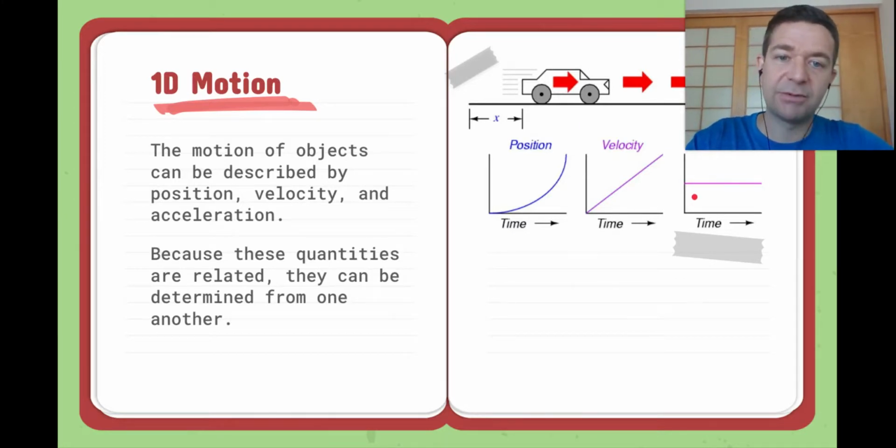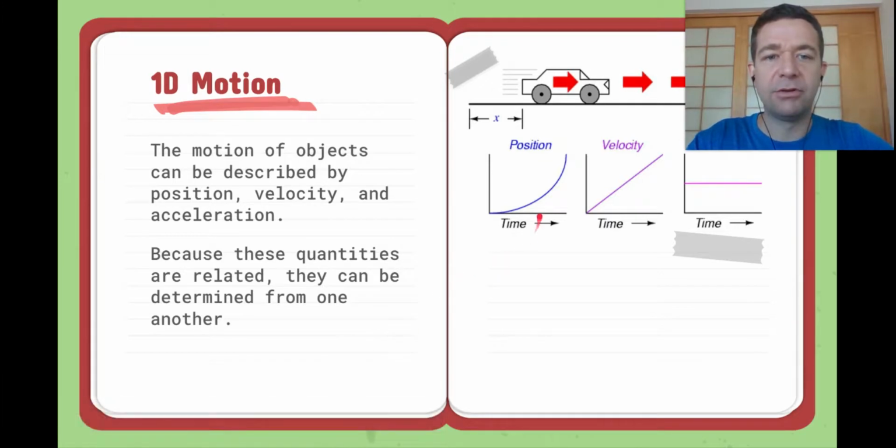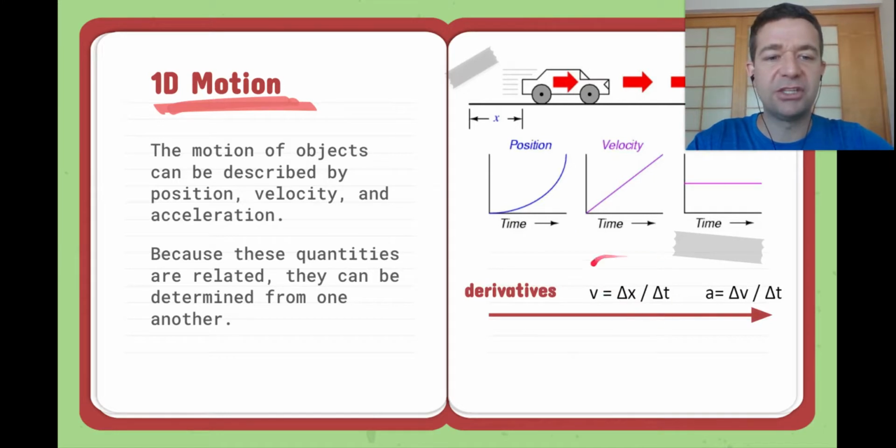But more importantly, and that's what we're going to focus on today, these quantities are related to each other, and they can be determined from one another. When we think about the relationship between position and velocity, we know that velocity is the rate of change of position with respect to time. And so the graph of velocity is going to be related to the way that the position graph changes. The same thing is true with acceleration. Acceleration is the change in velocity with respect to time. And so we'll be looking at the way that the velocity graph changes to construct the acceleration versus time graph.